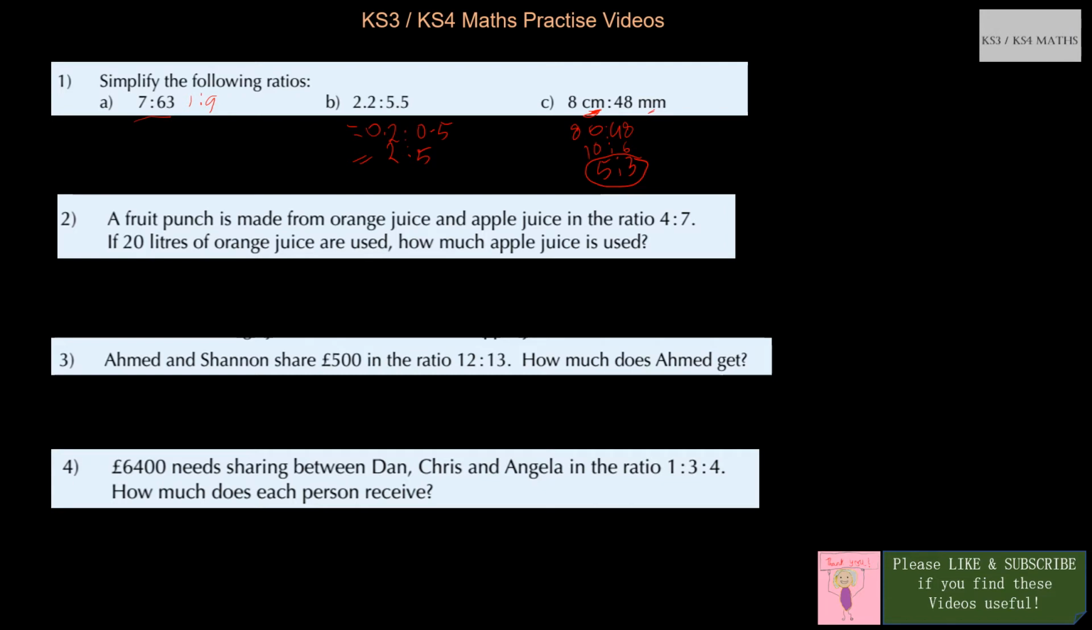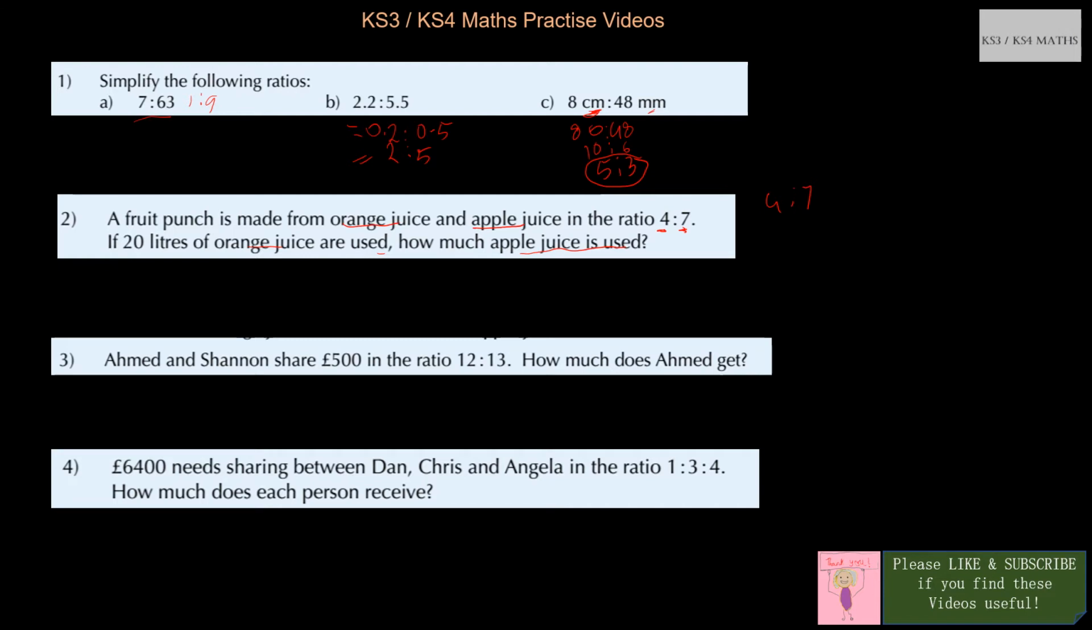The next one, a fruit punch is made from orange juice and apple juice in the ratio of 4 is to 7. If 20 liters of orange juice are used, how much apple juice is used? So in this case, if you have 4 is to 7, this is orange and apple.